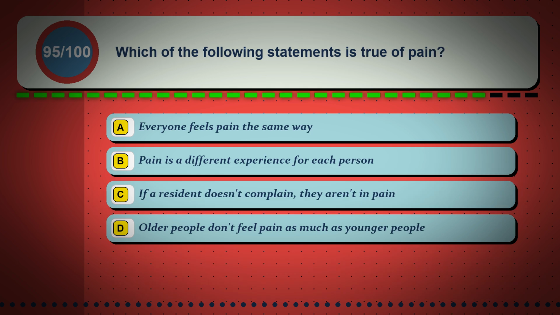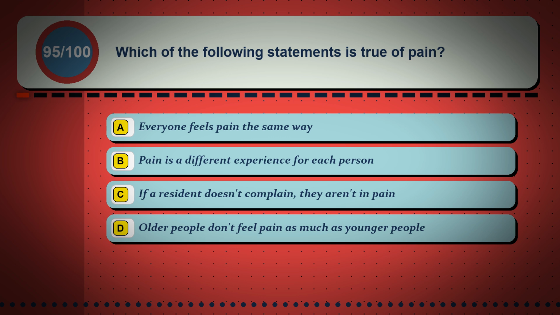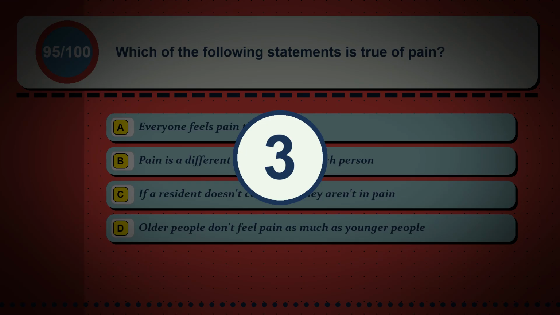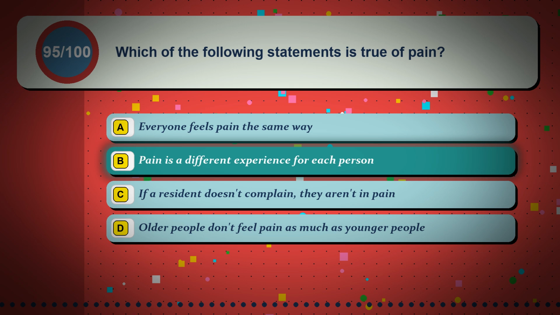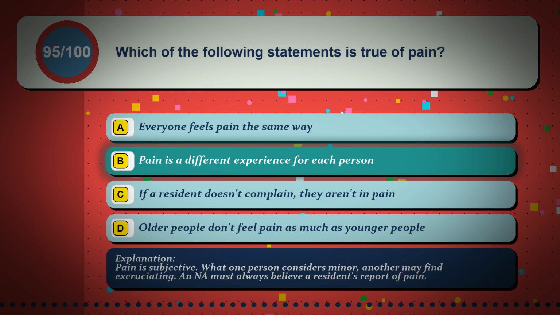Question 95. Which of the following statements is true of pain? Option A, everyone feels pain the same way. Option B, pain is a different experience for each person. Option C, if a resident doesn't complain, they aren't in pain. Option D, older people don't feel pain as much as younger people. The correct answer is option B, pain is a different experience for each person. Pain is subjective. What one person considers minor, another may find excruciating, and an NA must always believe a resident's report of pain.